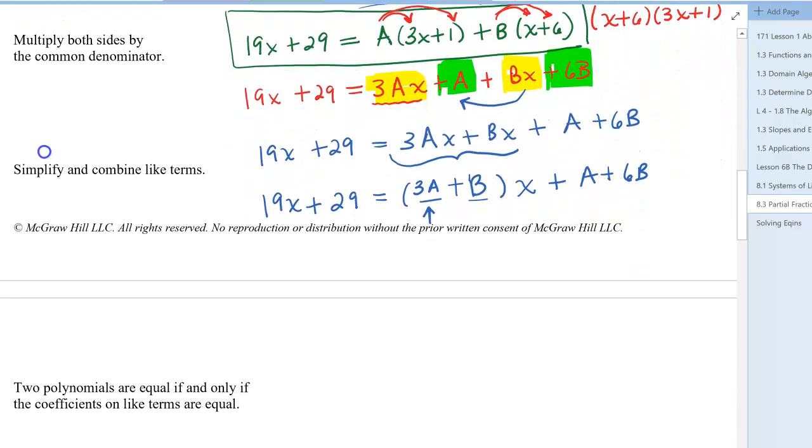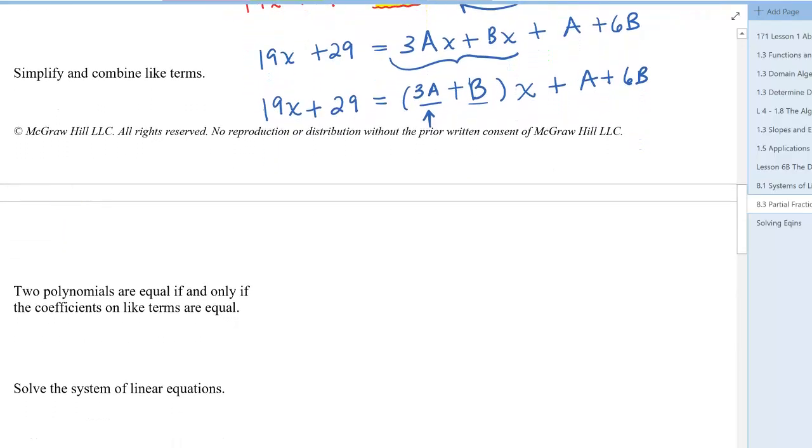All right, so the next step is a little bit tricky, but the note I have over here to the left says two polynomials are equal if and only if the coefficients on like terms are equal. What that means is this. I have these two polynomials, one on the left and one on the right, that are equal. And they're only equal if the coefficient of x is equal and the constant term is equal. So that's going to allow me to pull these out of this polynomial and set them equal to each other.